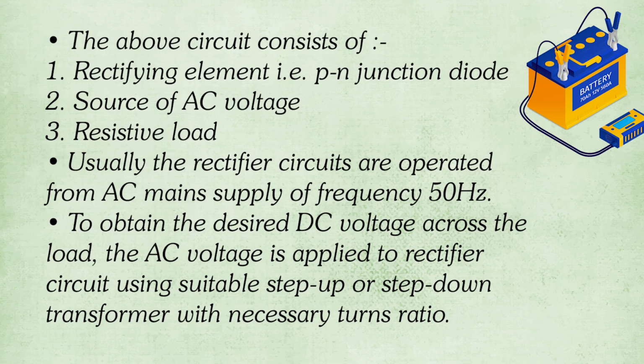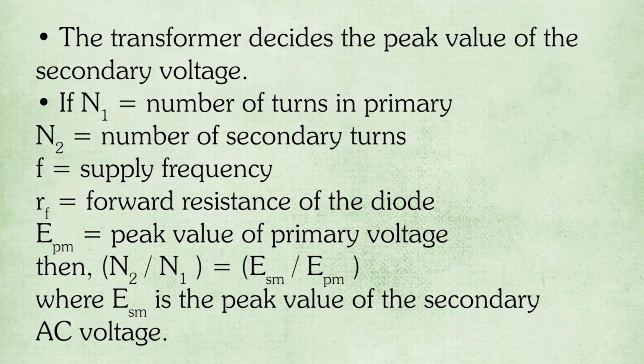Now, the above circuit consists of first the rectifying element, that is PN junction diode, second the source of AC voltage, and third the resistive load. Usually the rectifier circuits are operated from AC mains supply of frequency 50 Hz. To obtain the desired DC voltage across the load, the AC voltage is applied to the rectifier circuit using a suitable step up or step down transformer with necessary turns ratio. The transformer decides the peak value of the secondary voltage.